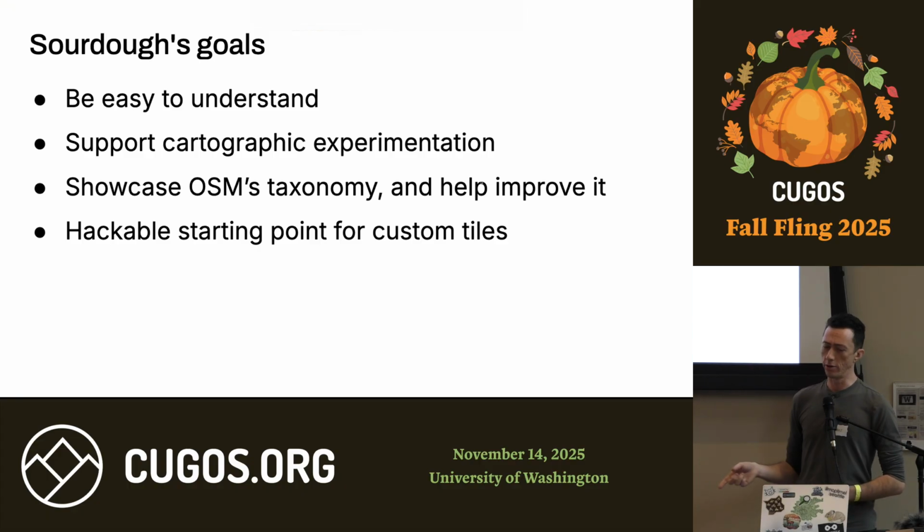And finally, Sourdough is kind of a hackable starting point. If you build a prototype map with Sourdough and then you decide you've outgrown the schema, you need to eject from it and optimize the tiles more or add data that's maybe missing from Sourdough. The code for Sourdough is very easy to modify. It's very simple. It's very well commented. So you can fork that code and make your own tiles very easily.